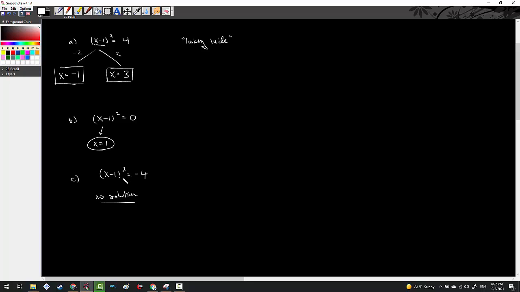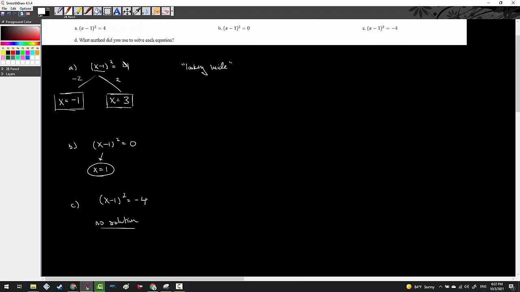So, nice little review of Integrated 1 right there. We will learn a new technique for how to deal with these, because right now the looking inside method is really good when you have perfect squares on the right side, but as we will see in a little bit, that will not always be the case. So I'll be back with the next problem.